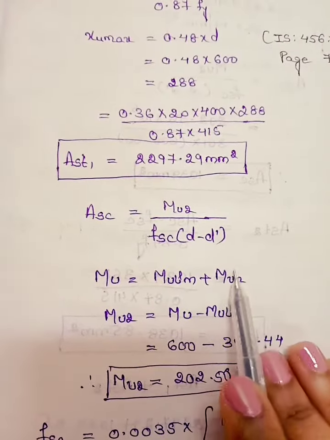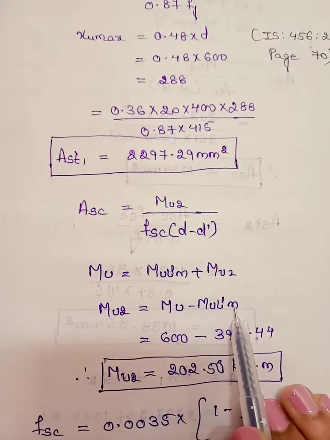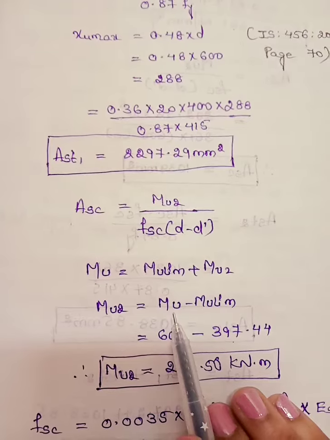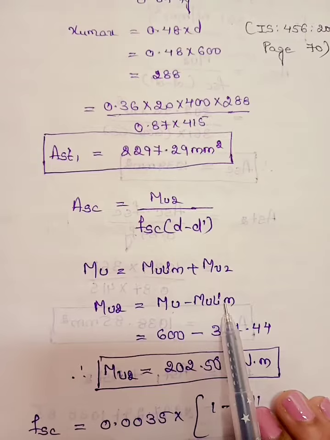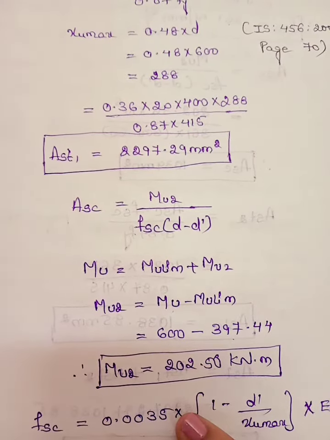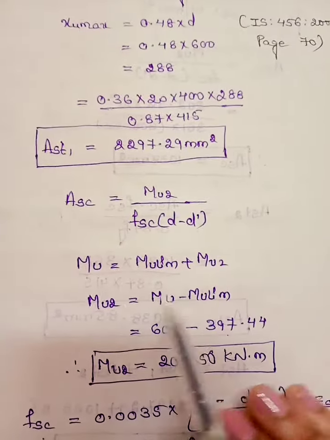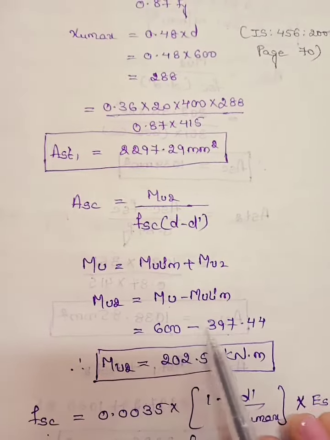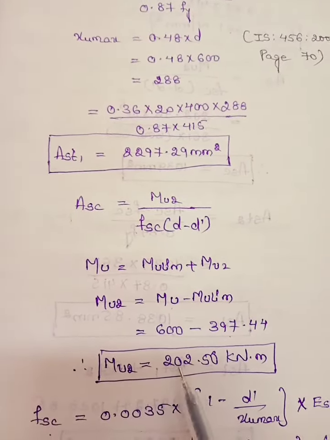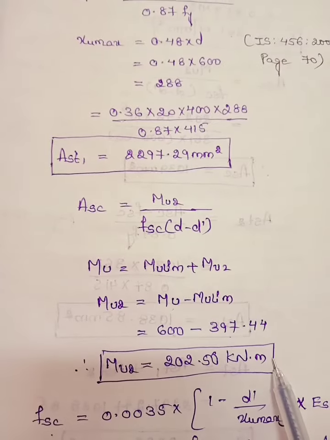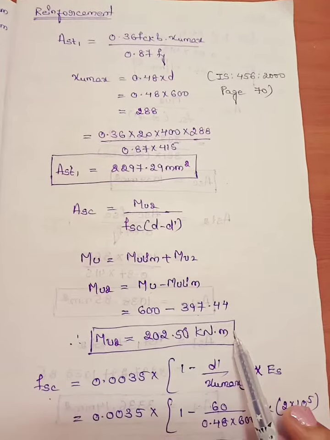So we want Mu2, right? So Mu2 is equals to Mu minus Mu limit. And you know Mu value which is given in question, and you know Mu limit also, just in the previous step we have calculated. So we want that value, that's why we have calculated in the previous step. So Mu2 is equals to 600 minus 397.44, which is equals to 202.50 kilonewton meter. So therefore Mu2 is equals to 202.50 kilonewton meter.